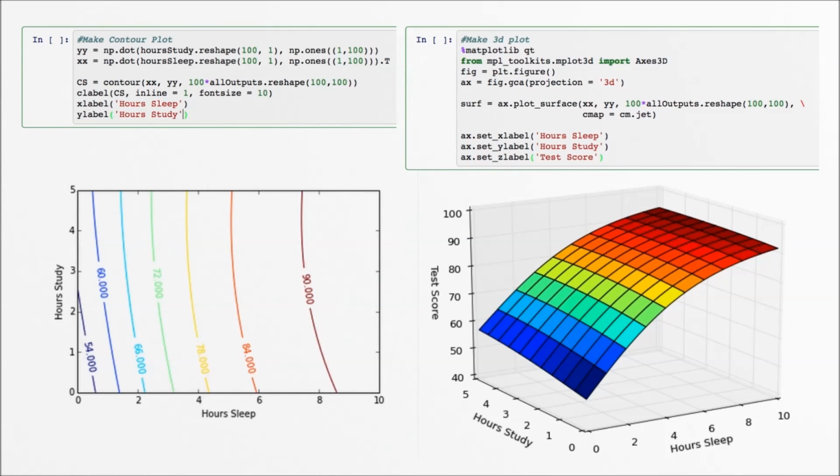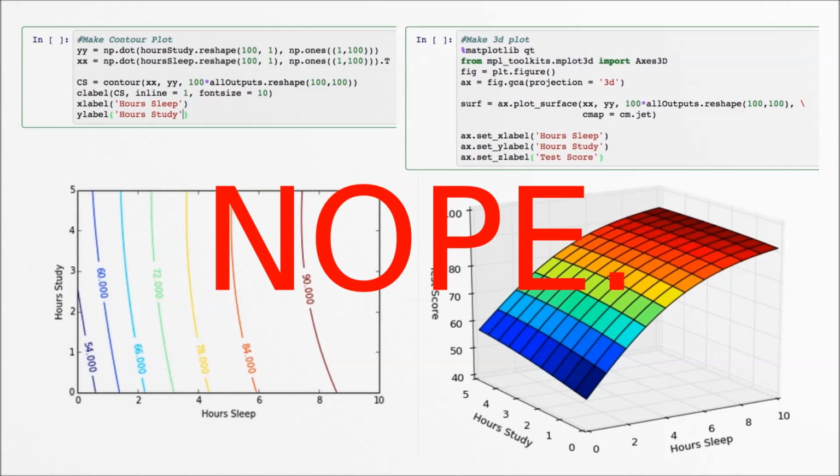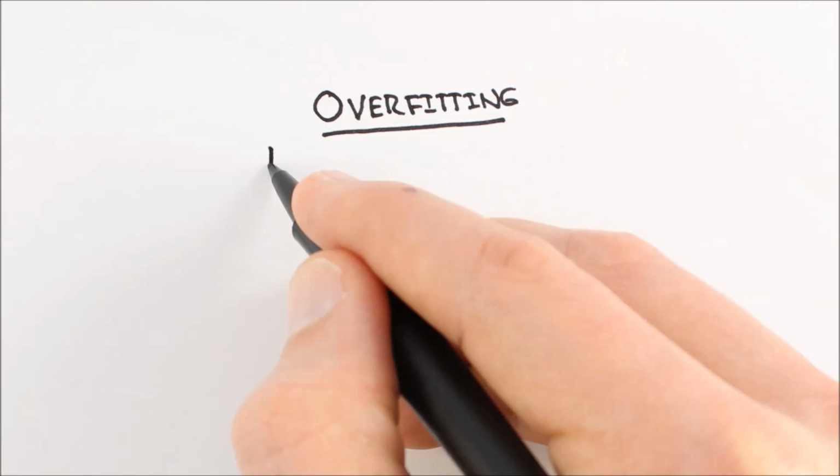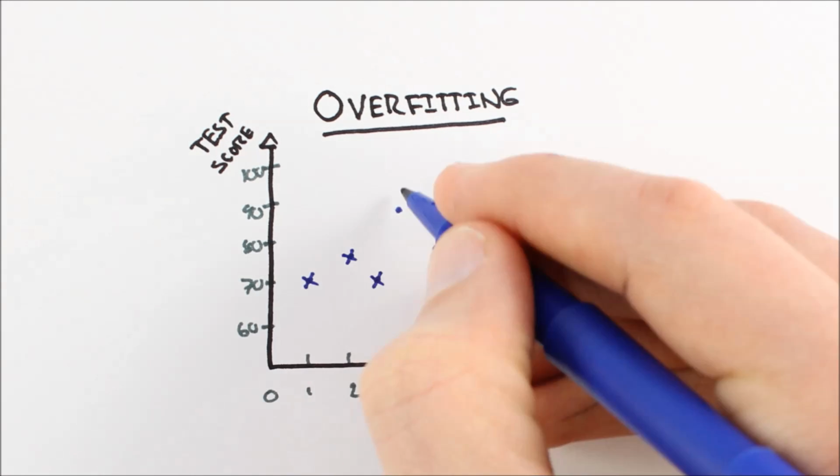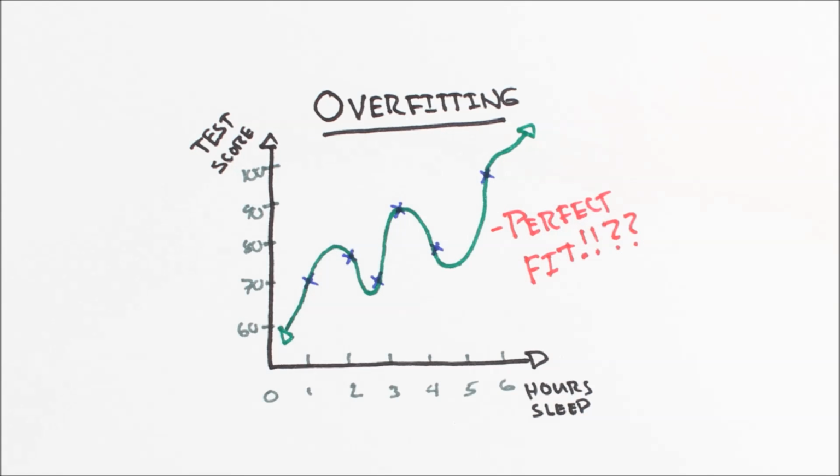So we're done, right? Nope. We've made possibly the most dangerous and tempting error in machine learning, overfitting. Although our network is performing incredibly well in our training data, that doesn't mean that our model is a good fit for the real world, and that's what we'll work on next time.